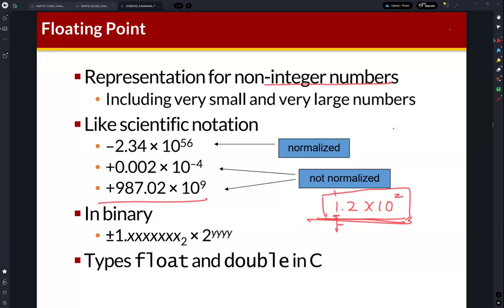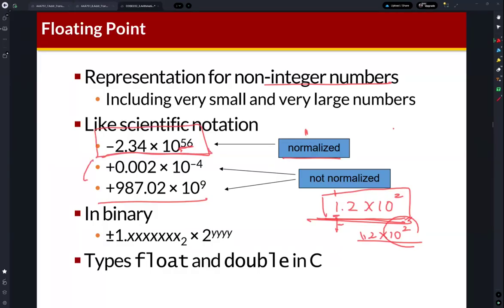one digit, then we can say that this number is normalized. So like 1.2 multiplied by 10 to the power of 2. And then this is the exponent, right? So we can say that this is a normalized number.